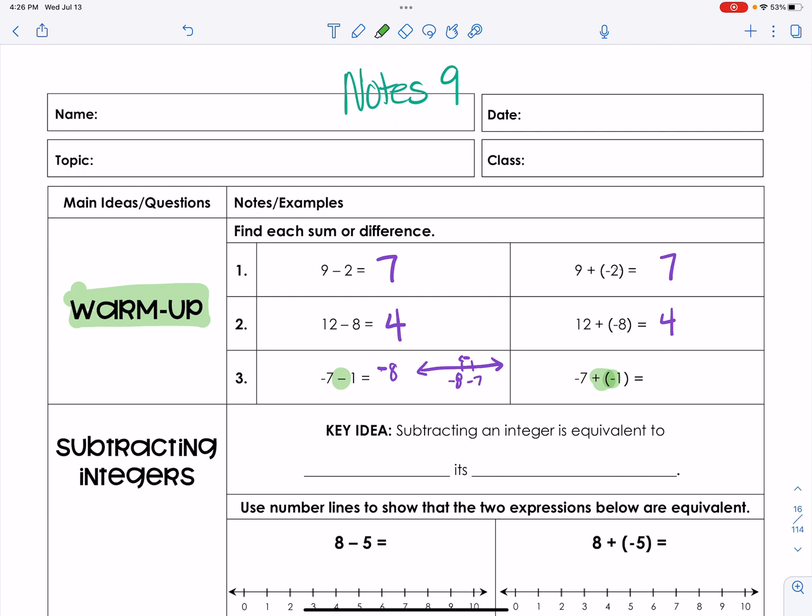And I know this sounds silly, but when you get into high school, you're going to use this a lot because then you don't have to memorize all these different rules. You can just remember the 2 rules we've learned. If the signs are the same, you add and keep the sign. If the signs are different, you subtract and take the sign of the bigger absolute value. Okay, so instead of subtracting, we're going to add its opposite.